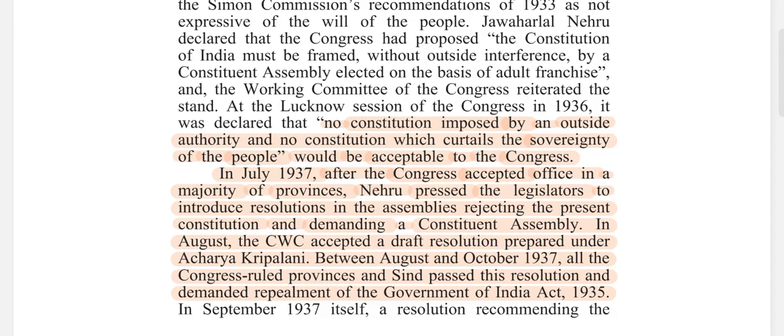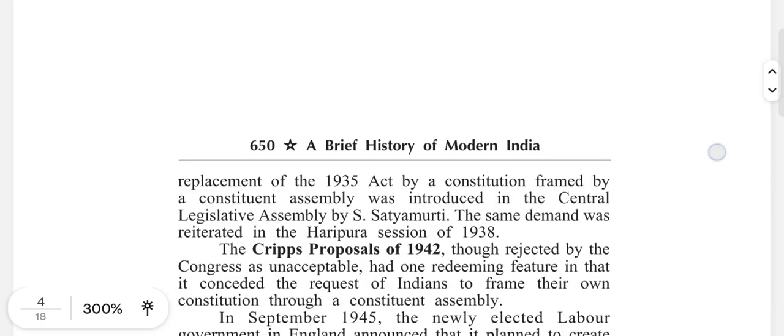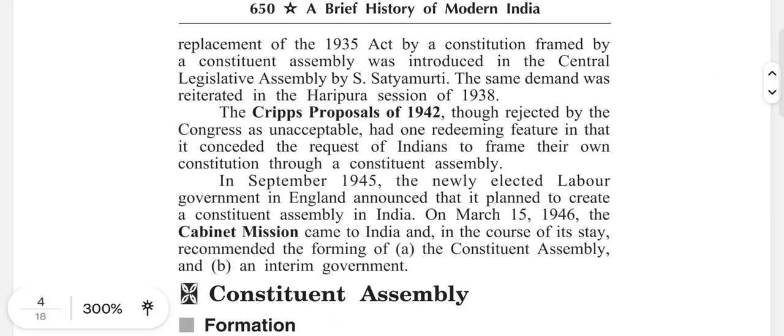Between August and October 1937, all the Congress-ruled provinces and Sindh passed this resolution and demanded repeal of the Government of India Act 1935. In September 1937 itself, a resolution recommending the replacement of the 1935 Act by a constitution framed by a Constituent Assembly was introduced in the Central Legislative Assembly by S. Satyamurthy. The same demand was reiterated in the Haripura session of 1938.